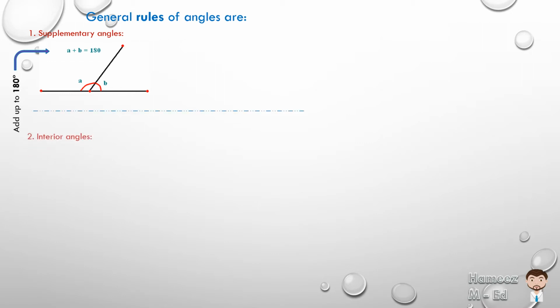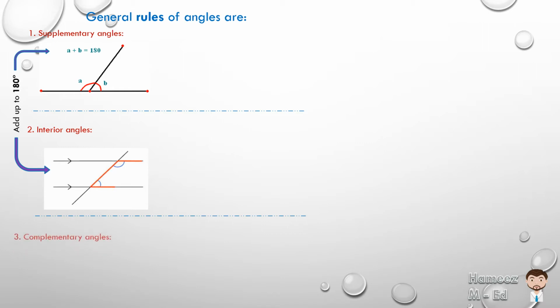In the second case, interior angles, that considers 2 lines which are parallel being cut by another line which is called a transversal. And if you highlight in red those 2 angles there, they add up to 180 degrees, and those are our interior angles.